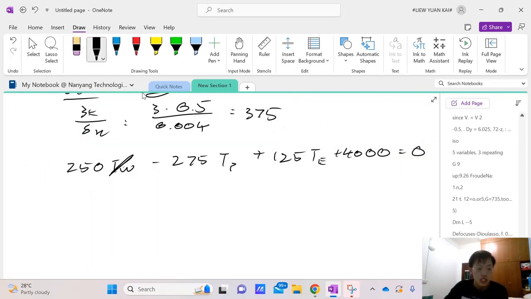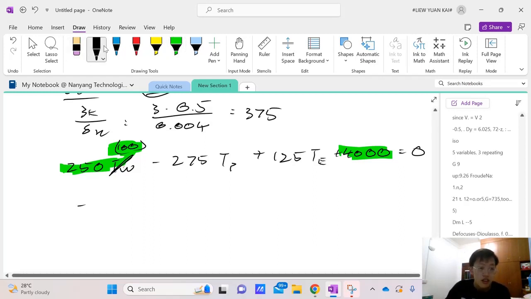So this is actually 100 degrees Celsius. So this is 2500. Sorry, 25,000. 25,000 plus 4,000 is 29,000. 29,000, you bring it to the other side, will become negative 29,000. So what we're left will be T.